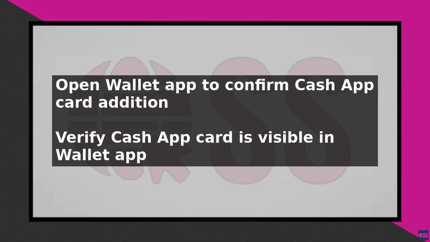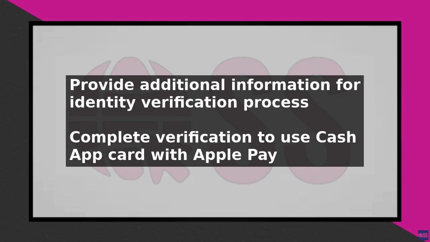Once you have completed the verification process, you can use your Cash App card with Apple Pay to make purchases online, in-store, or in-app. To make a purchase, simply select Apple Pay as the payment method. Then authenticate the transaction using Face ID, Touch ID, or your passcode.